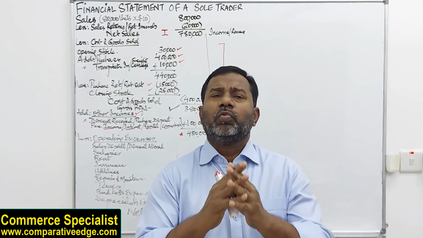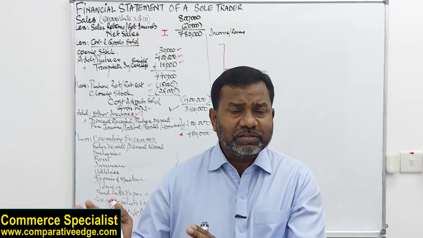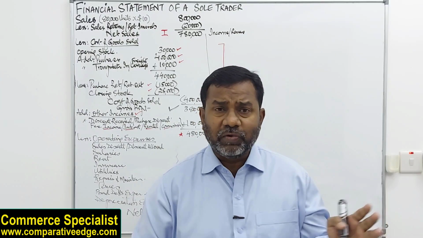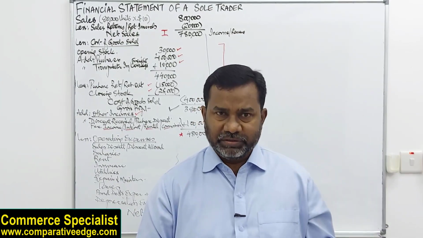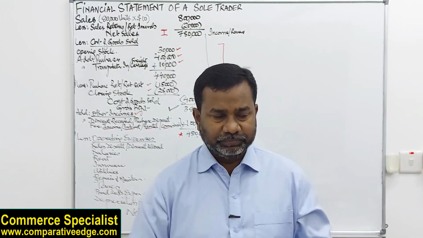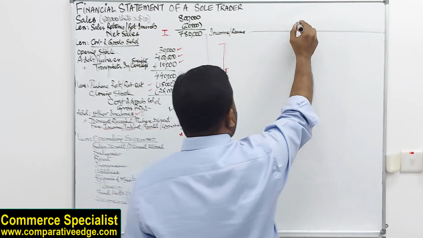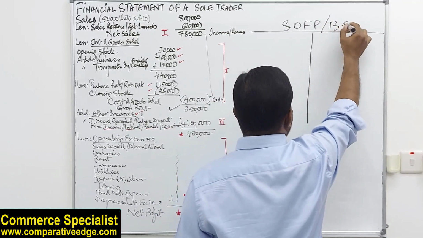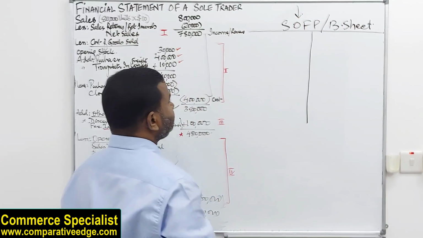Now, balance sheet is very simple. On one hand, you have all your assets, whether they be non-current or current. On the other hand, you have equities. When I say equities, I'm talking about capital and liabilities. So let's see how a simple statement of financial position is made. Just make a T. Okay, this is statement of financial position, or you can call it balance sheet. It's up to you. But the correct term is statement of financial position.